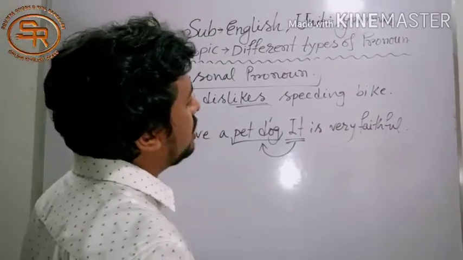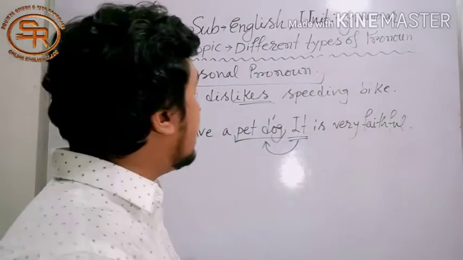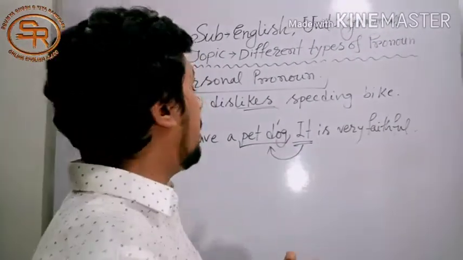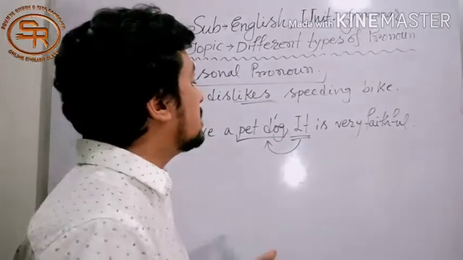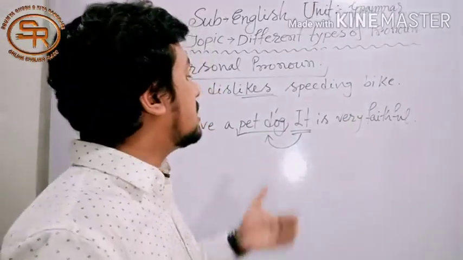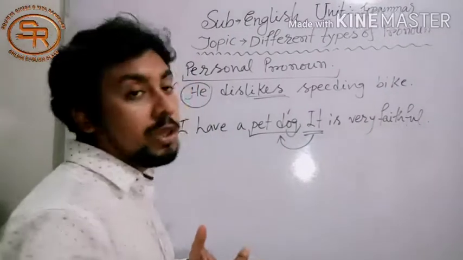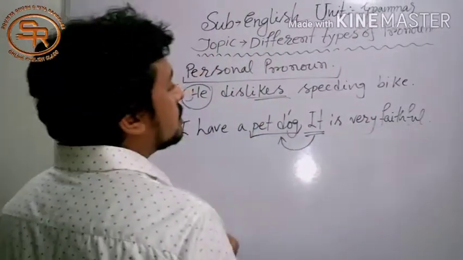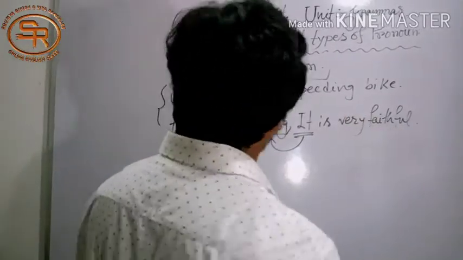Okay, we are not using he or she, but in some texts you may see that the authors or poets are using he or she for it. So it's their personal issues, their personal emotions, but basically in grammar we should use it for the creatures or for objects only. Okay, so it is very faithful.